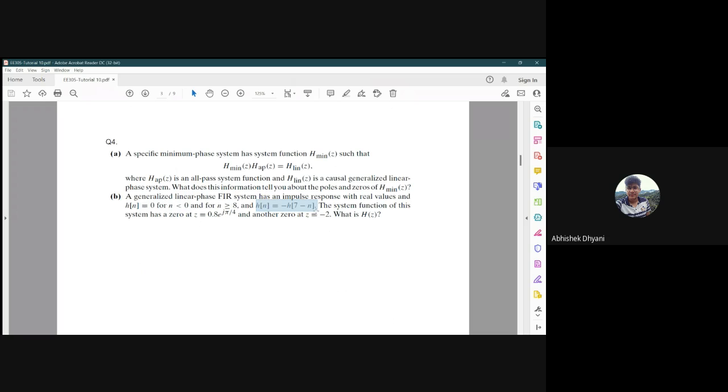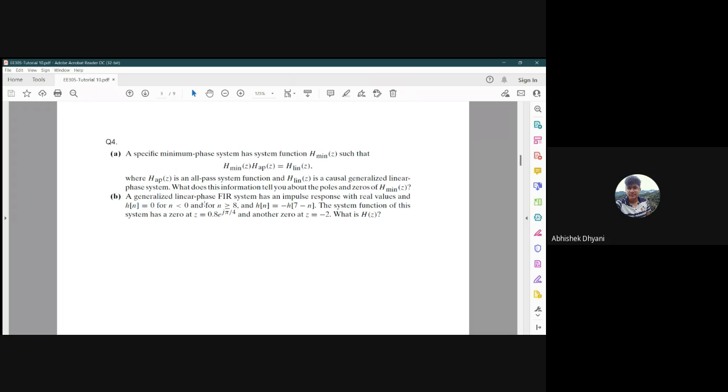h[n] is equal to minus h[7 minus n]. And we have been given that the system function of this system has a zero at this location and a zero at z is equal to minus 2. And we have to determine the system function H(z).